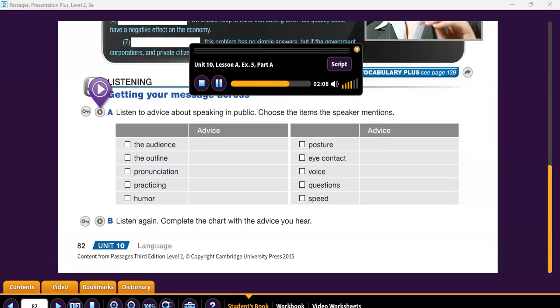Eye contact is also very important, but keep in mind that you shouldn't stare at any one person or area for too long. Keep moving your eyes slowly around the room from person to person. Your voice should sound friendly and natural and should be expressive rather than flat.